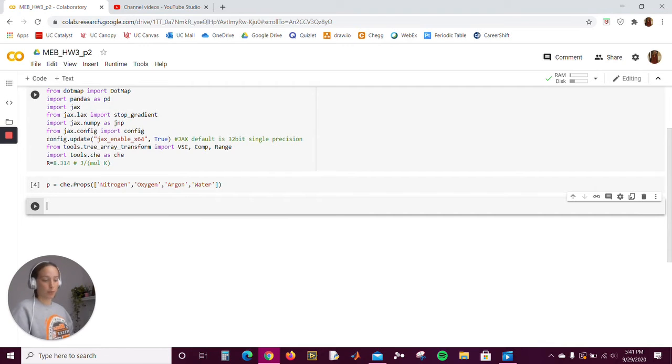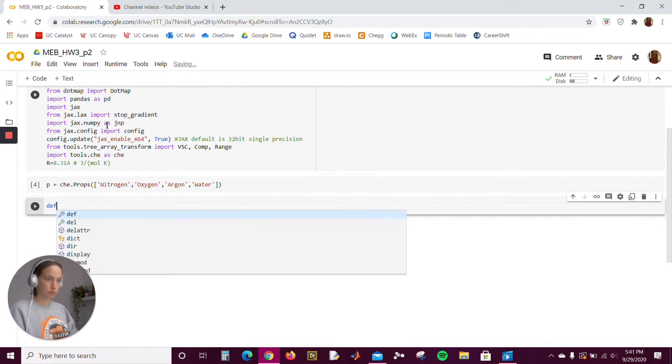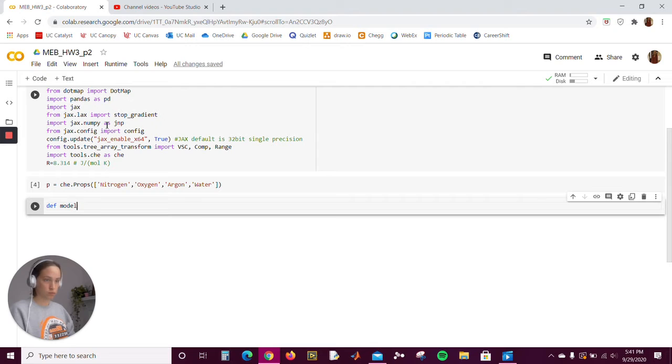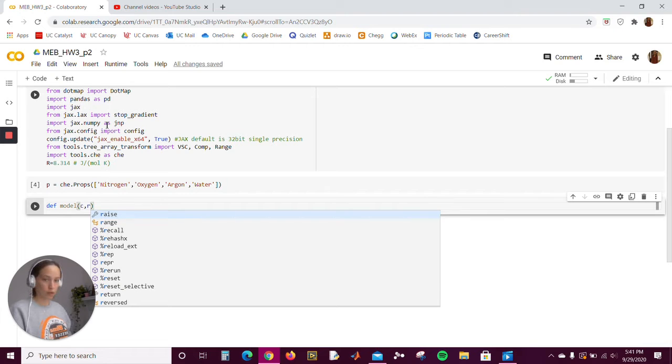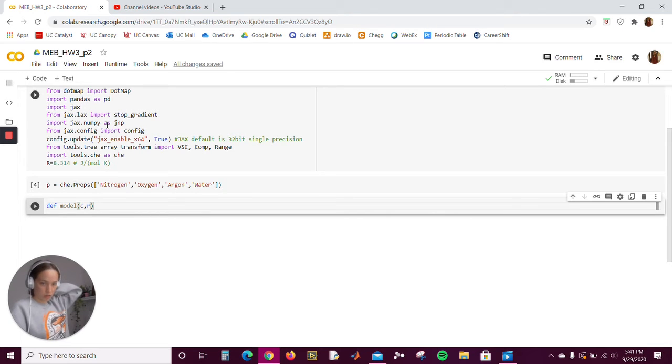So next we're going to define our model. C is going to be a combination of adjustable variables, and then R is going to be intermediate variables that will be stored in dot map.